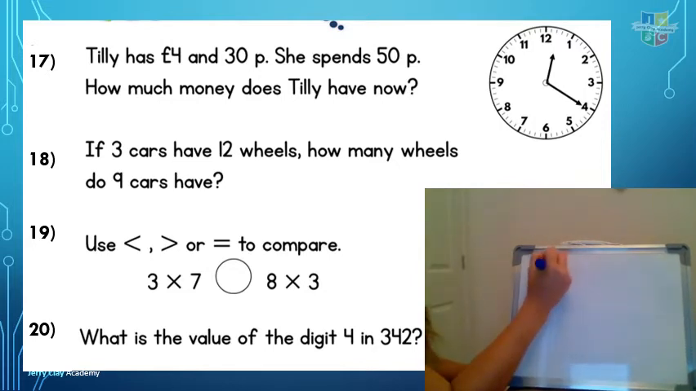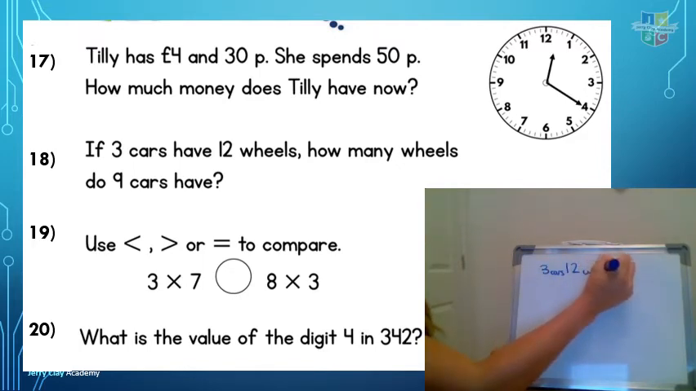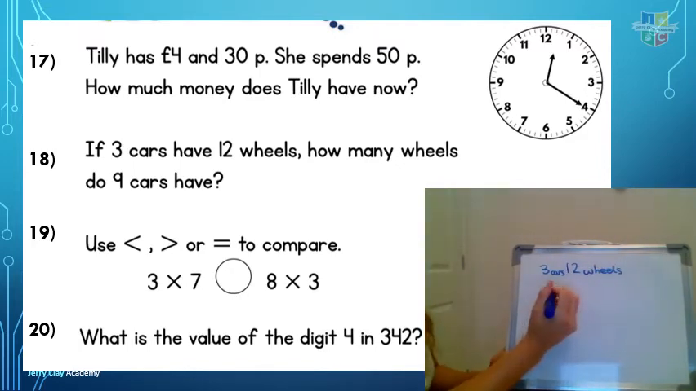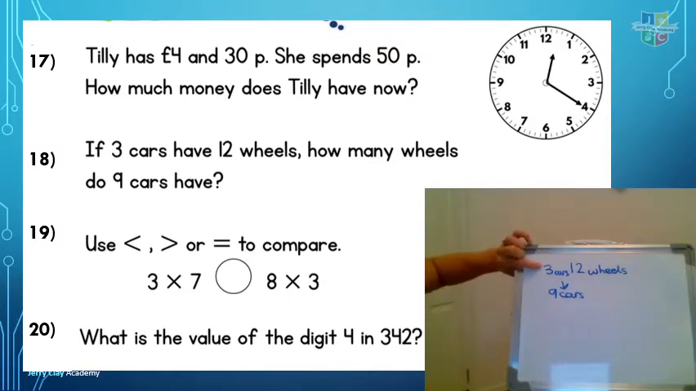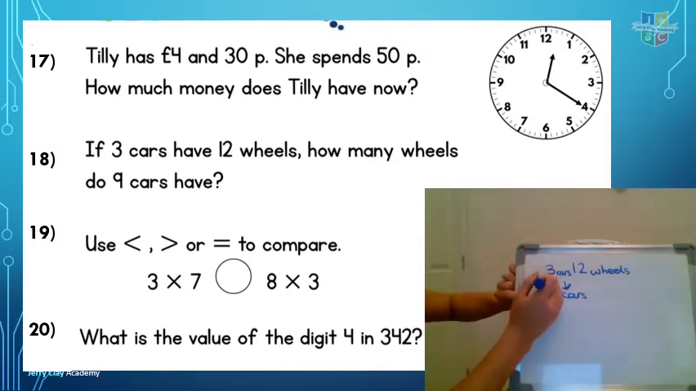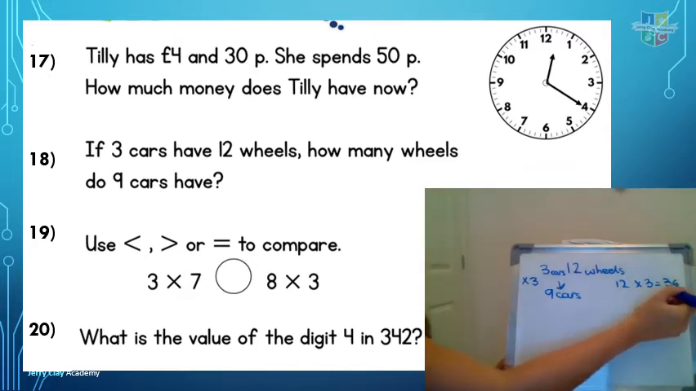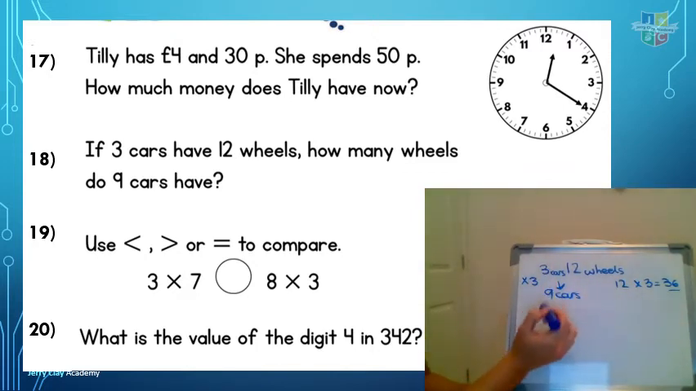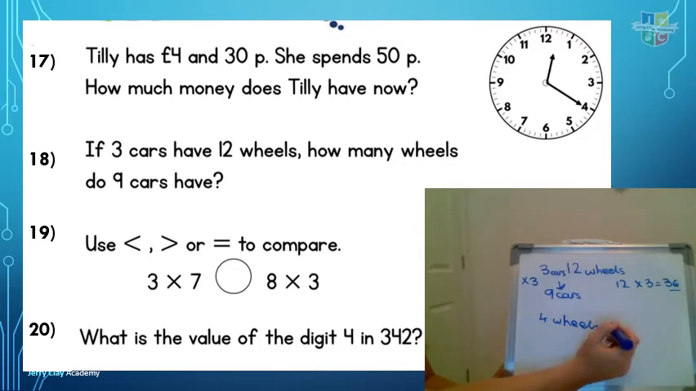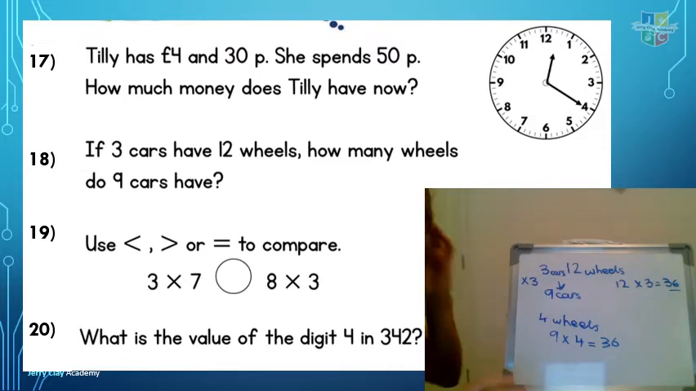Okay, so now it says 3 cars have 12 wheels. So 3 cars, 12 wheels. This time I want to know how many wheels 9 cars have. Well, to get from 3 cars to 9 cars, I'm going to times by 3. So I can just do 12 wheels times by 3 equals 36. So your answer will be 36. Now another way you could do it: if there are 4 wheels on each car and we want 9 cars, we would do 9 times 4, which would be another way to get to the answer 36.